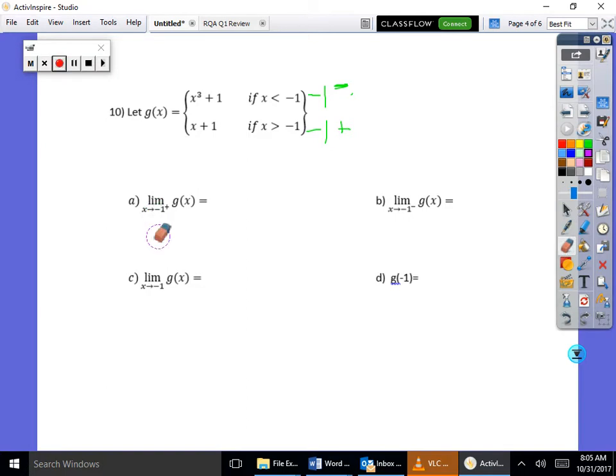Okay, so this first one, am I going to use the top or the bottom equation? The bottom, because it's from the right. Plus sign means from the right. From the right is greater than. So I'm going to use this equation. So I'm going to do negative 1 plus 1, which is 0. Okay, this one is from the left. So that's this top equation. So negative 1 cubed plus 1 is negative 1 plus 1, which is 0. Okay, so at negative 1, does the limit exist?